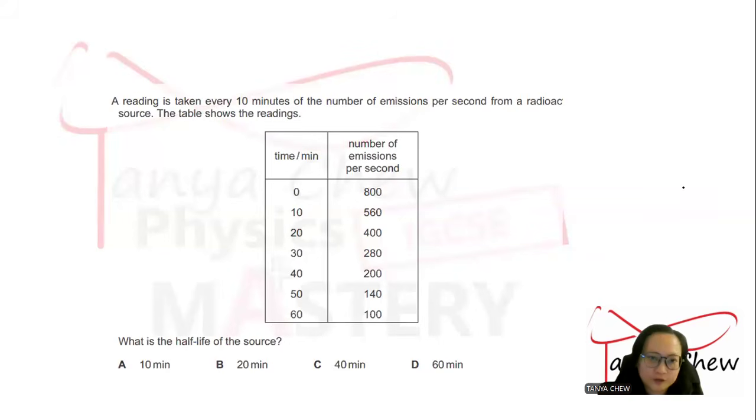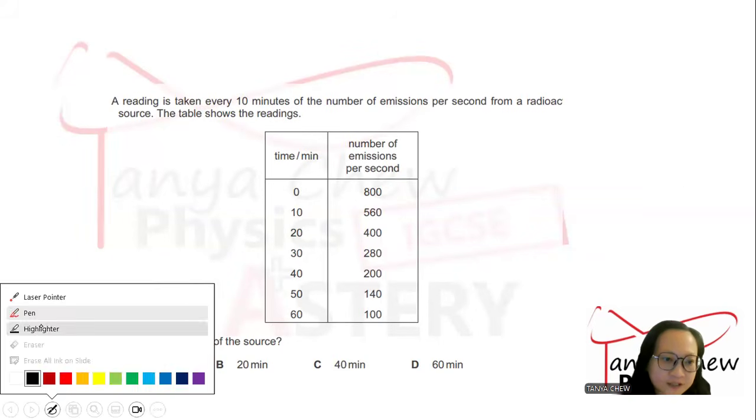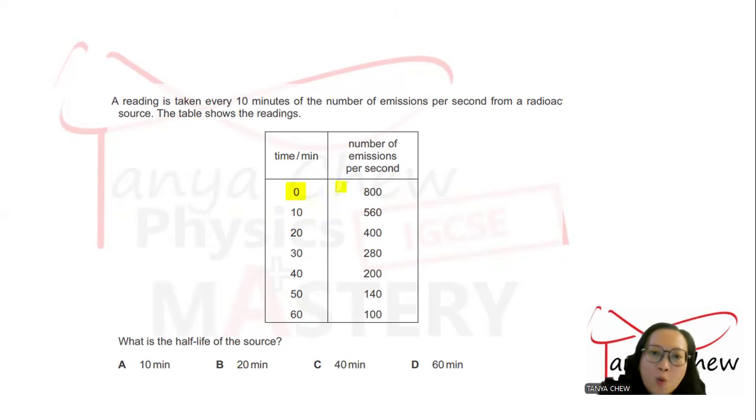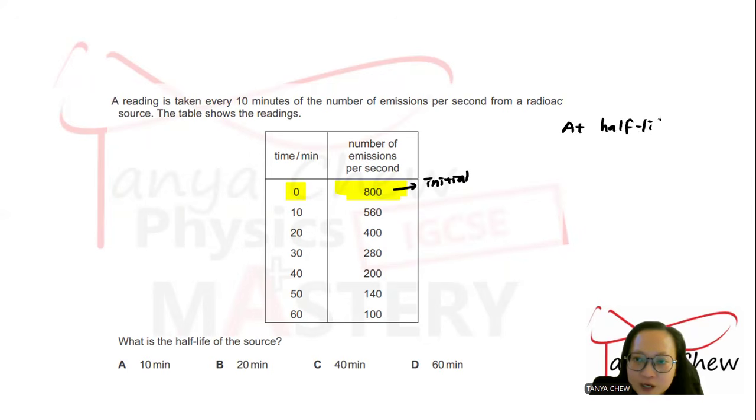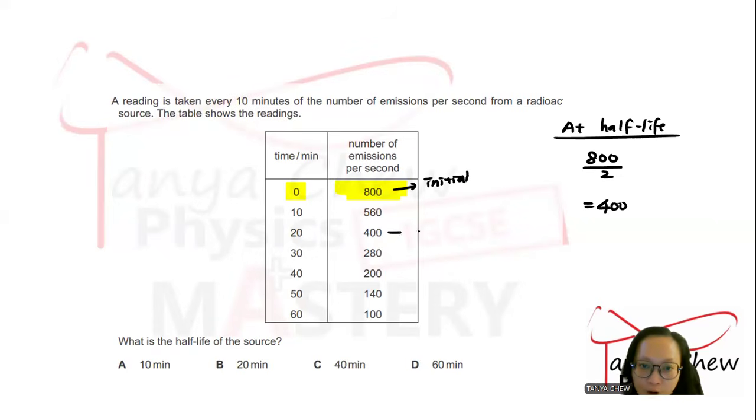If you are not given a graph, you have to look at time. Time start from 0. What is the number of emissions? This is called initial count rate or initial value of the radioactive source. At half-life, remember, half-life is the time taken to decrease to half of its initial value. So the initial value is 800, so you divide it by 2, you get 400. So look at 400, what is the time? The time is 20 minutes, so the half-life is 20 minutes.